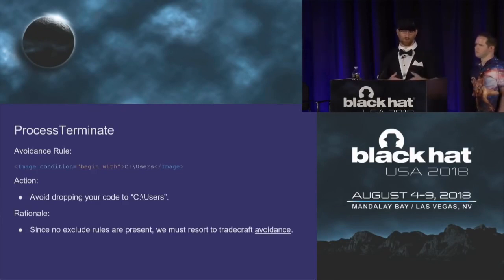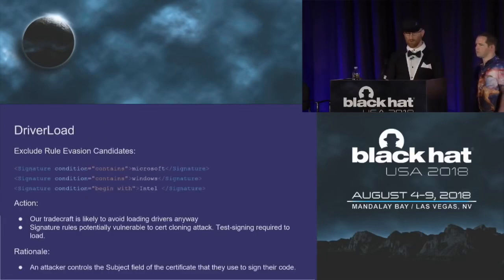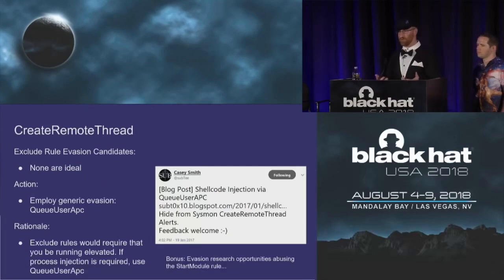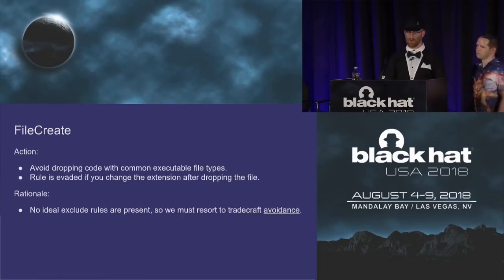And one of the more obvious ones in this case was we'd want to avoid starting a process and terminating it within a path of C:\Users. Now driver loads aren't entirely relevant, like in our scenario where we may not even want to drop drivers, but there's still some evasion opportunities, assuming that we could load test-signed code. Now, create remote thread, I haven't tested this recently, but Casey posted a while ago that there is a generic evasion for create remote thread if you use the QueueUserAPC API.